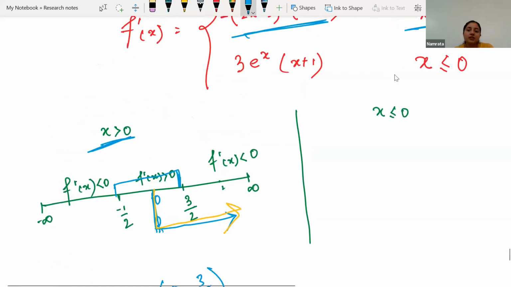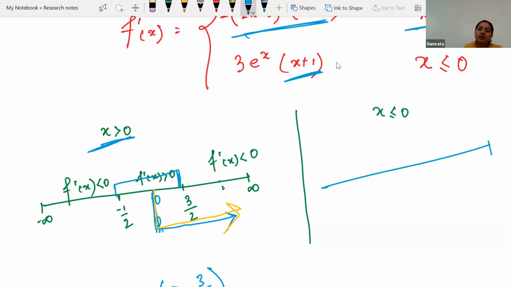Next one we will be doing the same thing. We are having 3 e to the power x plus 1. So x plus 1 is there. From here we are able to get the critical point as minus 1. E to the power x, we can't say anything about that. Whatever be the value of x, it will be positive only. So one and only one critical point, that is negative 1, we are getting. Here negative infinity, here positive infinity.